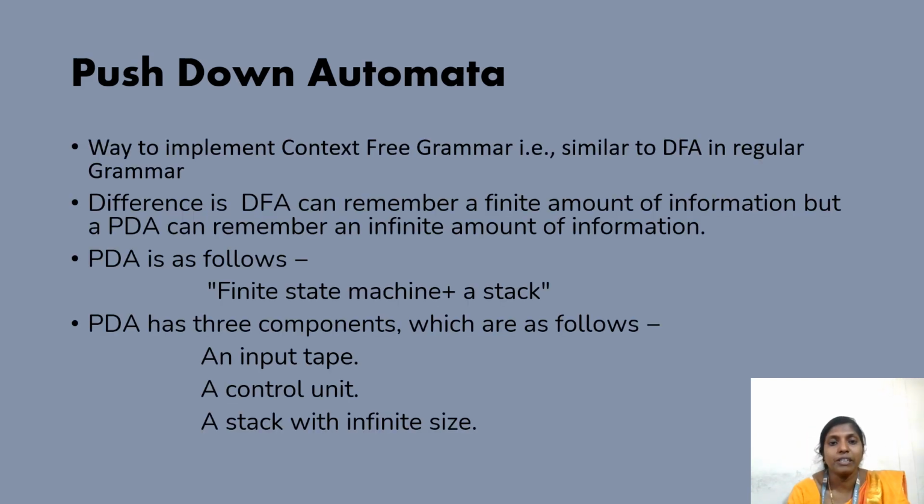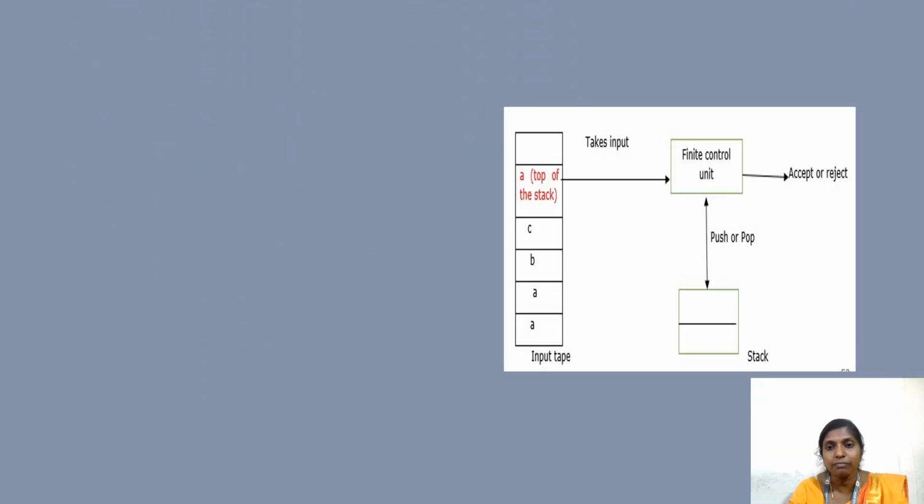This is one way to implement the context-free grammar, similar to deterministic finite automata for regular grammar. The basic difference is that a DFA can remember only a finite amount of information, but a pushdown automata can remember an infinite amount of information. That is, PDA is a finite state machine plus a stack operation. The three main components are the input tape, control unit, and stack with infinite size. This is the diagrammatic representation of the pushdown automata.